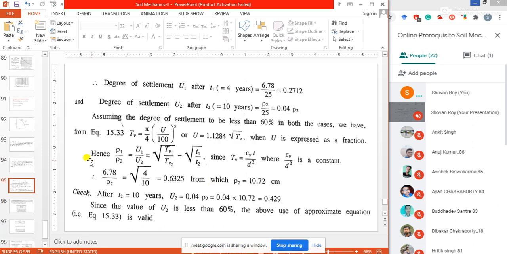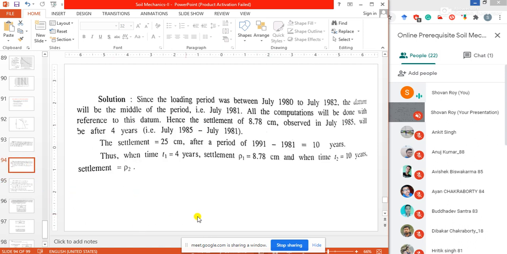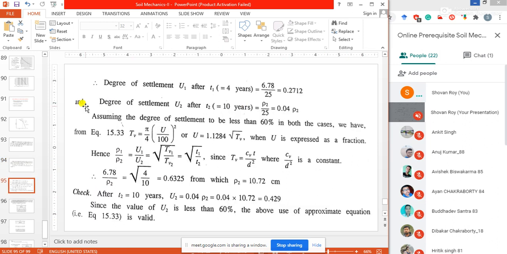Okay, next, degree of settlement U2 after t2 or 10 years. So rho 2 already we have considered this settlement. The time t2 is 10 years, settlement is rho 2. So degree of settlement U2 after t2 or 10 years, rho 2 by 25. Okay, same formula, rho by rho f into 100. So 0.04 rho 2. Assuming the degree of settlement to be less than 60% in both the cases.